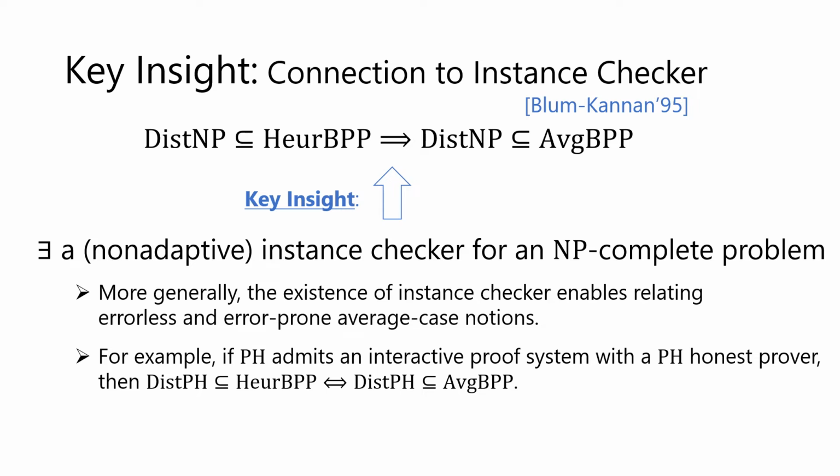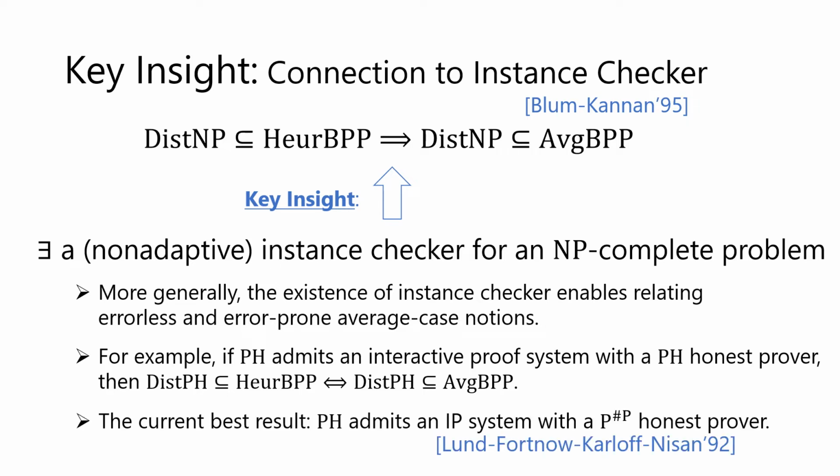For example, if you are not familiar with instance checker, one canonical way to construct instance checker is to consider an interactive proof system. For example, if we can show that PH admits an interactive proof system with a PH honest prover, this is essentially equivalent to having instance checker for PH. In that case, we can show that the error-prone average case complexity of PH and errorless average case complexity of PH are equivalent to each other.